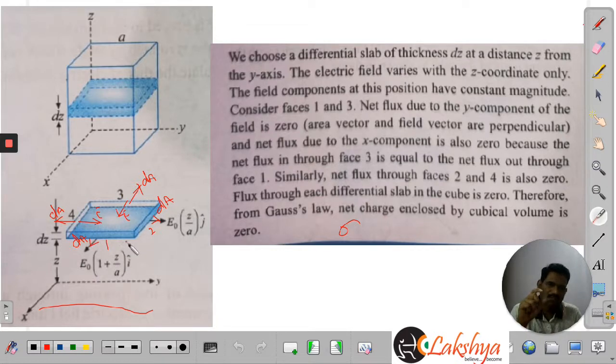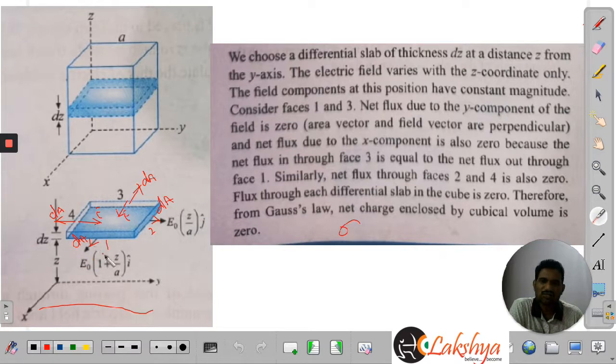Now for that small element, we need to write the flux passing through each face. If I consider this first face here, the electric field perpendicular to that surface will be the x component of the field, because the y component is tangential, and due to the y component no flux passes through this first face, right? So the flux will be there due to the x component, which is E naught into (1 plus z by a) i cap, right? Now the area vector of this face will be along the x direction.